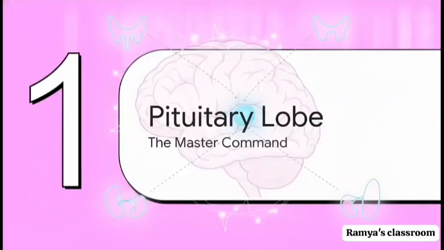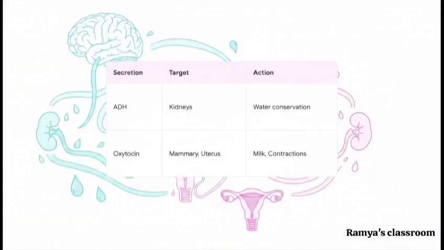Number 1. The master command, pituitary lobe. You know, what's truly fascinating about the pituitary is how it's physically divided. Let's look at the posterior lobe first. This is actually made up of nervous tissue, acting essentially as a direct extension of the hypothalamus. It stores and releases two absolutely critical hormones.